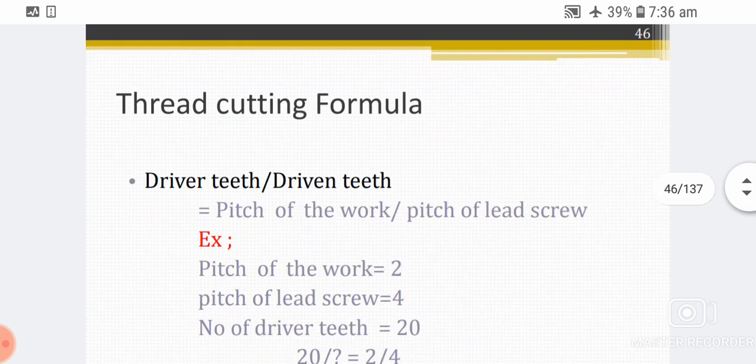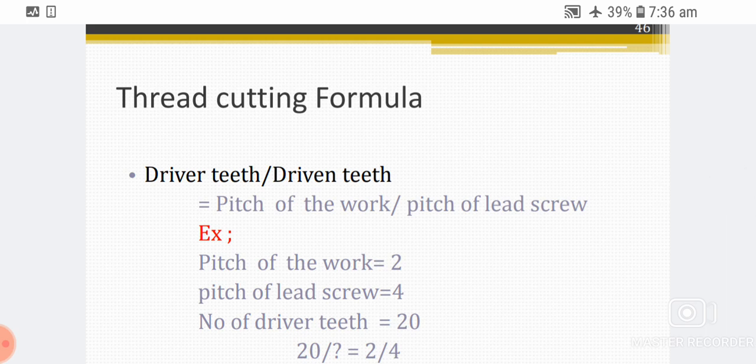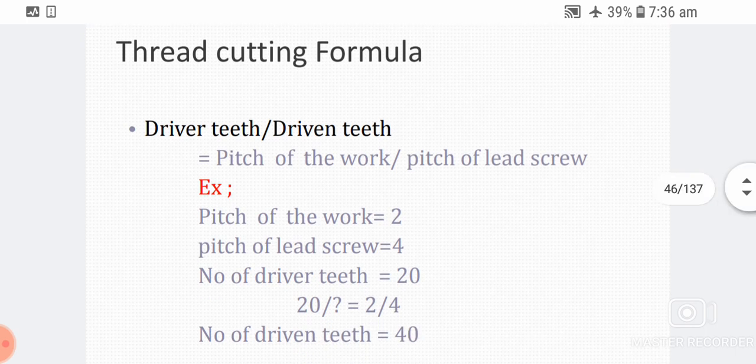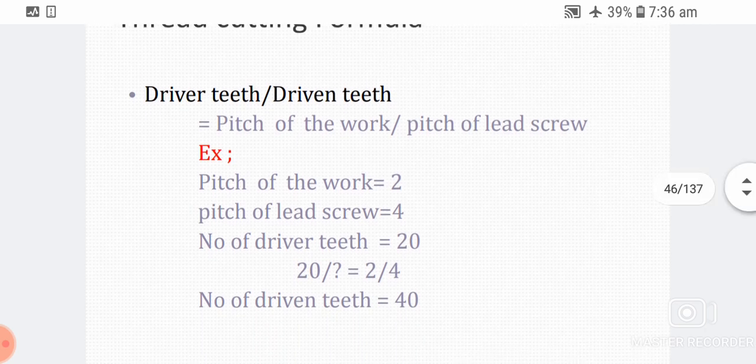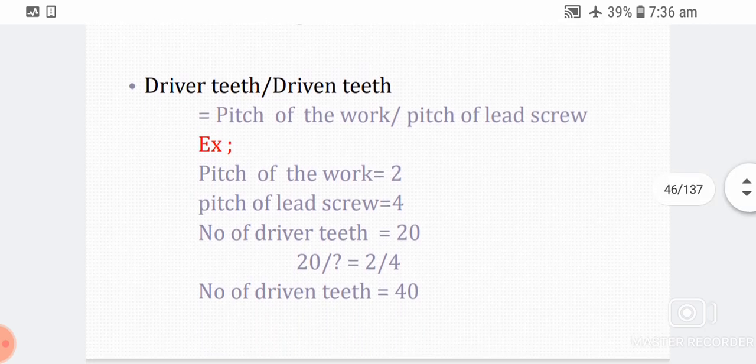Screw cutting tool. Thread cutting formula: driver teeth divided by driven teeth is equal to pitch of the work divided by pitch of the lead screw. Example: pitch of the work 2, pitch of the lead screw 4, number of driver teeth 20. 20 divided by question mark equals 2 by 4. Number of driven teeth 40.